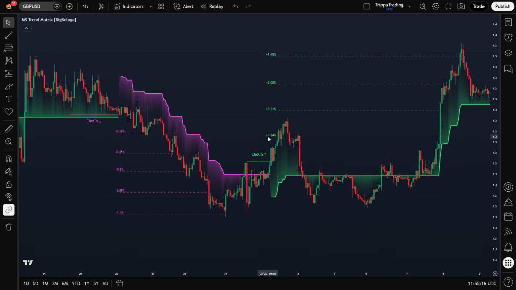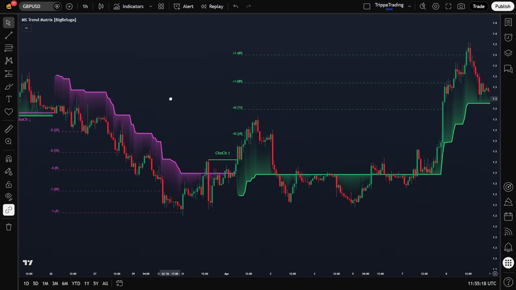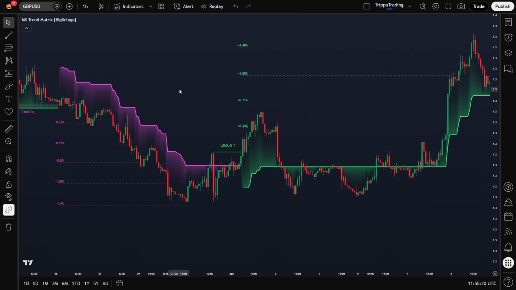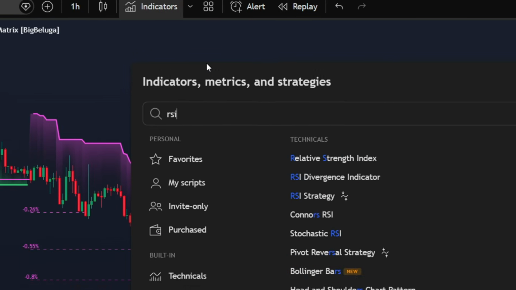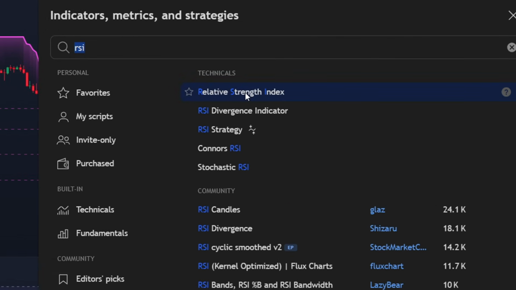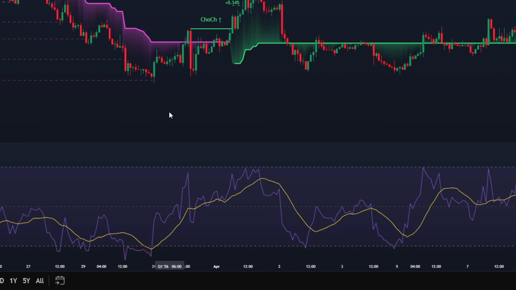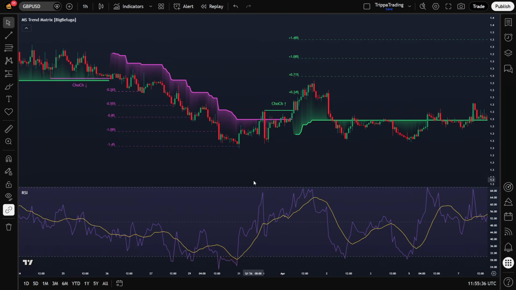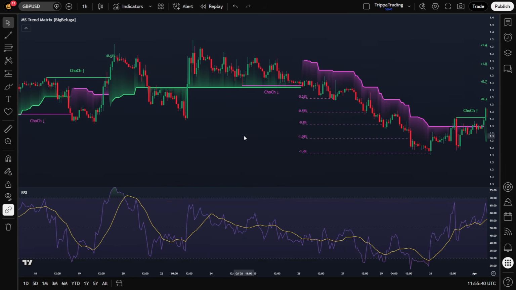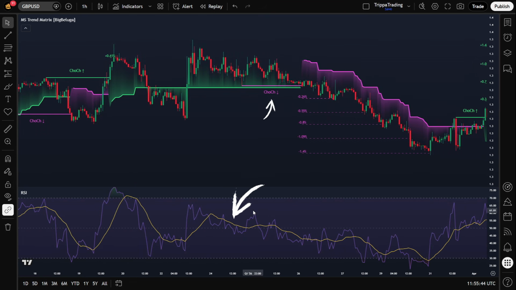Now let's turn this into an actual strategy, because this is where it gets much more interesting. For this setup, we add one more indicator, and that is RSI with default settings. We are not using RSI here for overbought and oversold. We are using it for divergence, because divergence can act as a leading warning that a reversal may be getting close. So the full strategy is based on combining RSI divergence with change of character.